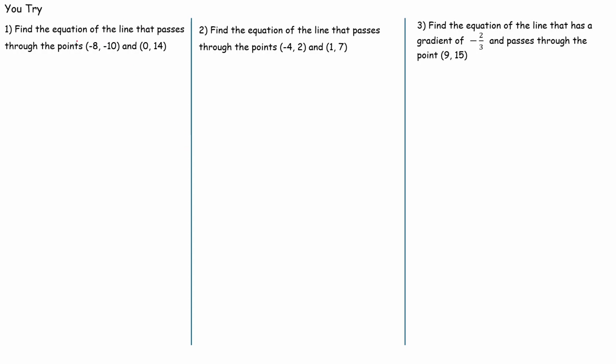Find the equation of the line that passes through the points minus 8, minus 10, and 0, 14. And again, it is a line, so it's going to be in the form y is equal to mx plus c, where I want to find the m value and the c value. So again, let's begin by finding the gradient m, which we know is equal to the change in the y coordinates, so change in y, which we can write like this, over the change in the x coordinates.